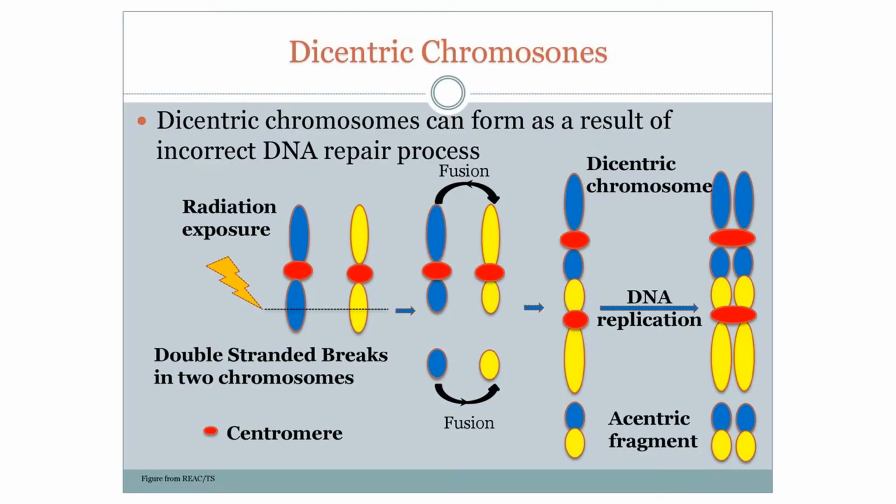This is a photomicrograph to show dicentric chromosomes. There are two chromosomes, this is one and this is one. There is a break happening at one end of this chromosome and one end of this chromosome. These two broken ends fuse, and these two fragments without a centromere get fused as shown here.